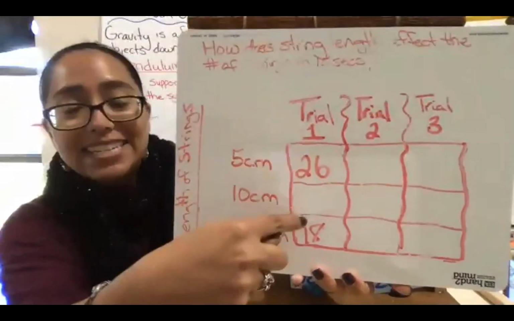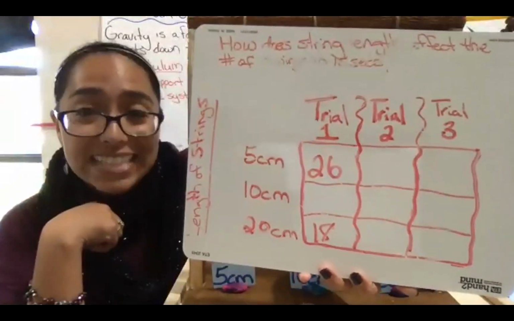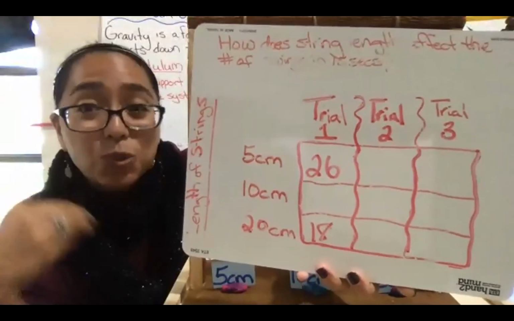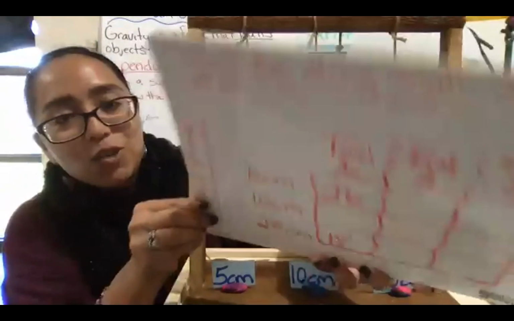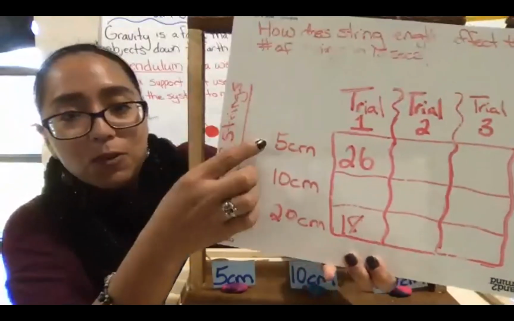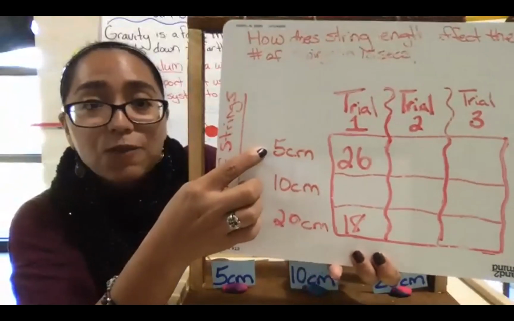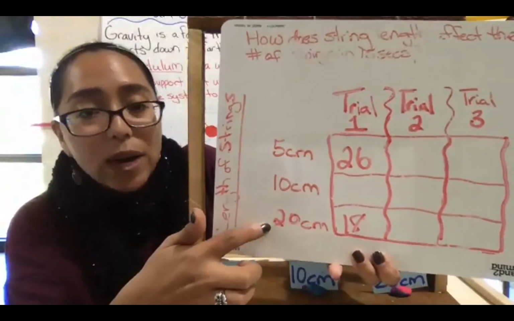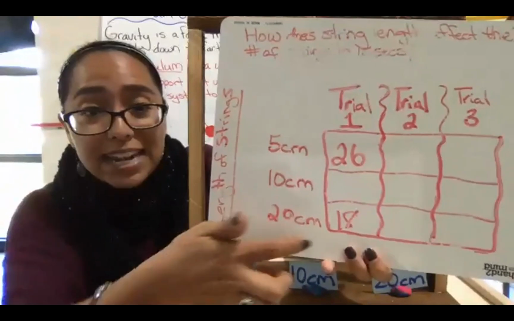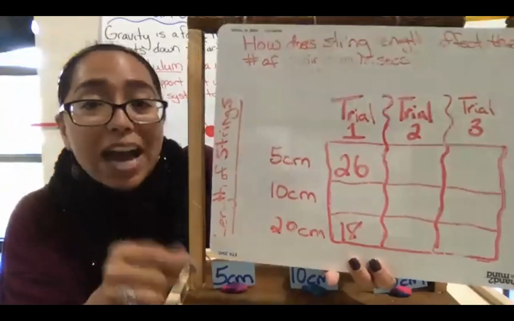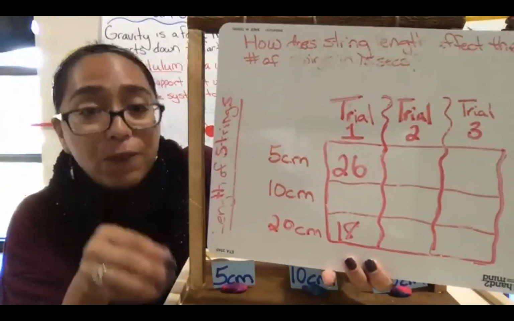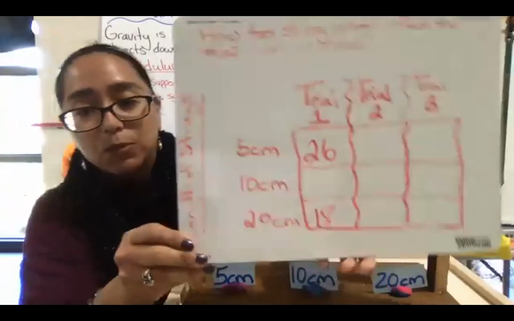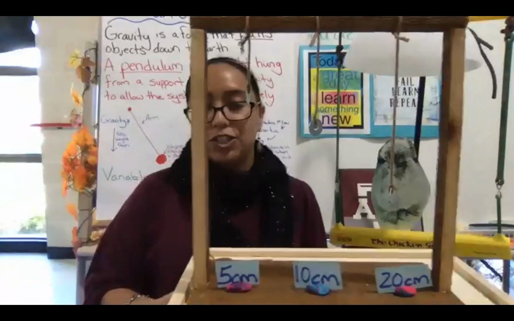So I only did one trial, but as a scientist, you would always do at least 3 tests to make sure your results are accurate. But due to time, we're just going to do one today. So the 5 centimeter one had 26 swings in 15 seconds, and the 20 centimeter one, the longest one, had 18 swings. So how can you explain, how does string length affect the number of swings the pendulum will do? So think about that question.